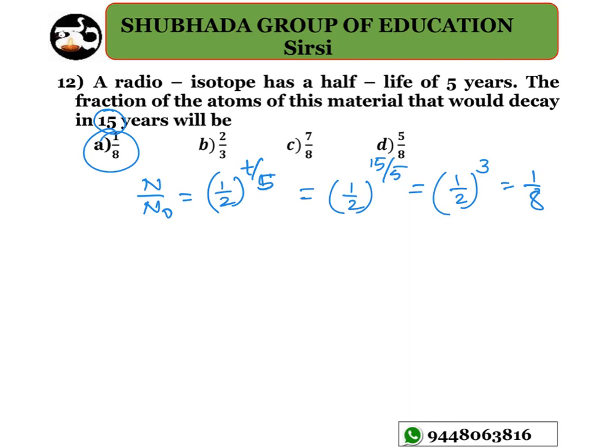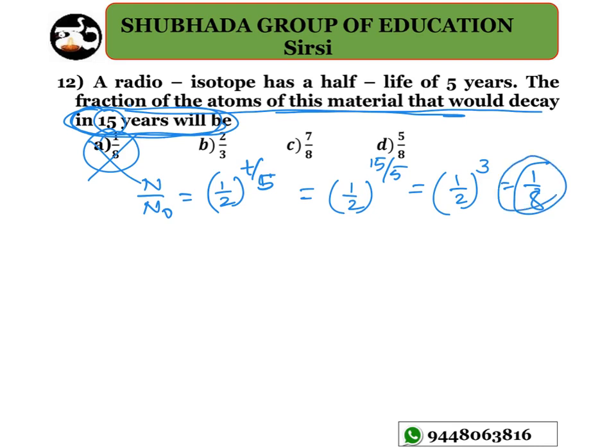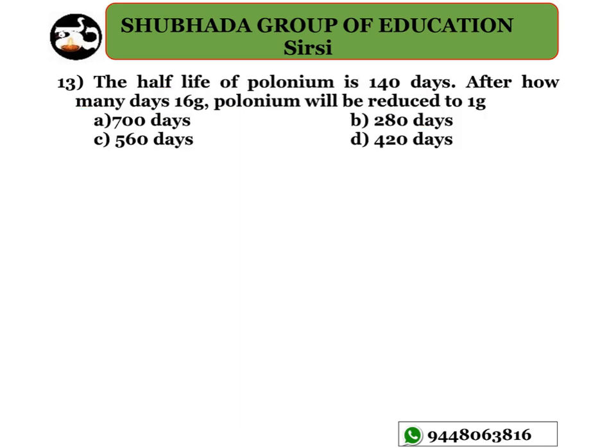But what actually happens is, if you go to option A, that is a wrong answer. Even I just got confused here as well. The fraction of the atoms of this material that would decay in 15 years, there is a difference between remaining and decay actually. The 1 by 8 gives you the fraction which is remaining here. Therefore the decayed amount must be equal to 1 minus 1 by 8, that is 7 by 8. Option C is the right answer for this question.